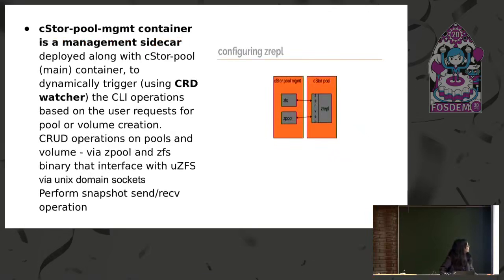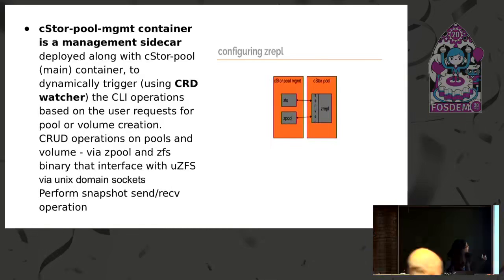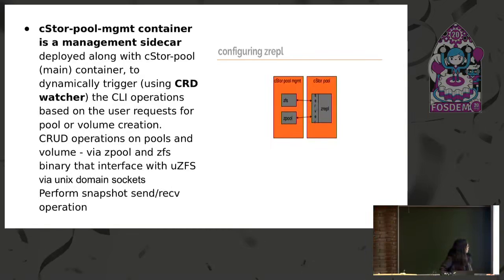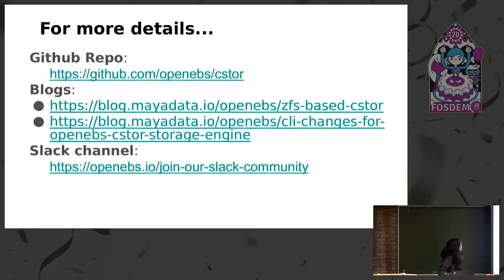The management container is the container where the binaries are running, and on the same pod another container is running ZREPL, which is basically userspace ZFS, a ZFS running in userspace. A Unix domain socket server is created on the ZREPL side, and the client is created on the management binary side.